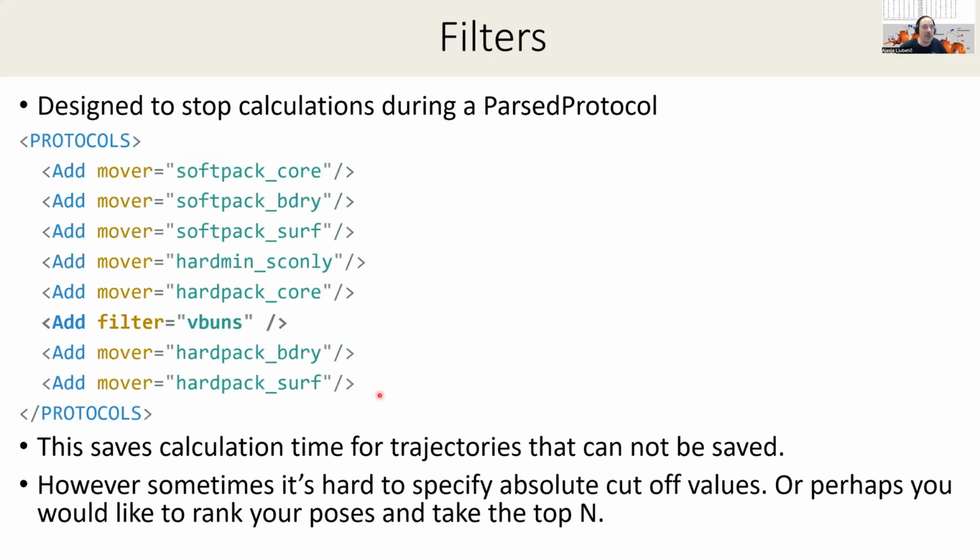Then Rosetta also has this concept of filters. So this is the protocol section. This tells you what gets run. So we soft pack the core, we soft pack the boundary, we soft pack the surface, then we do a hard minimization of only the side chains, then we repack the core once more, and then we say, okay, do we have any very buried unsatisfied hydrogen bonds? If we do, then the trajectory doesn't continue anymore. But if we don't, then we do the hard packing, for example, some slow steps. So this saves calculation time.